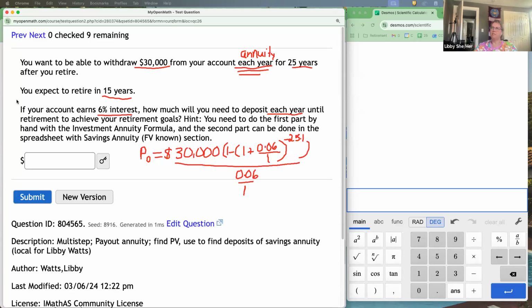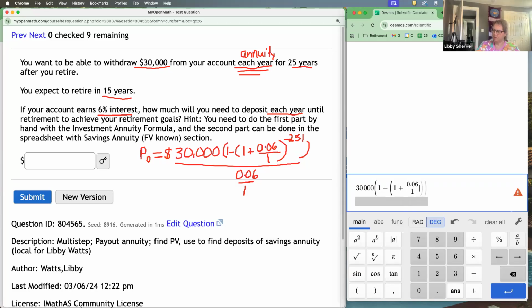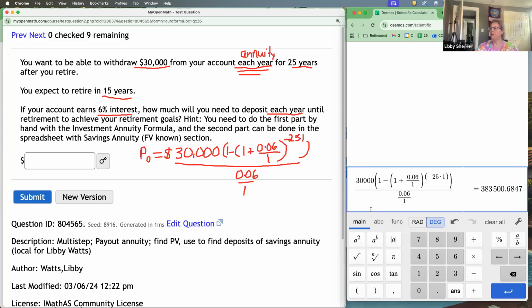All right, I don't know what that is, so I'm going to use Desmos over here to help me. I start with the fraction button. 30,000, parentheses 1 minus 1, parentheses 1 plus 0.06 divided by 1, close parentheses, raise to the parentheses negative 25 times 1, close parentheses, and then the bottom 0.06 divided by 1.